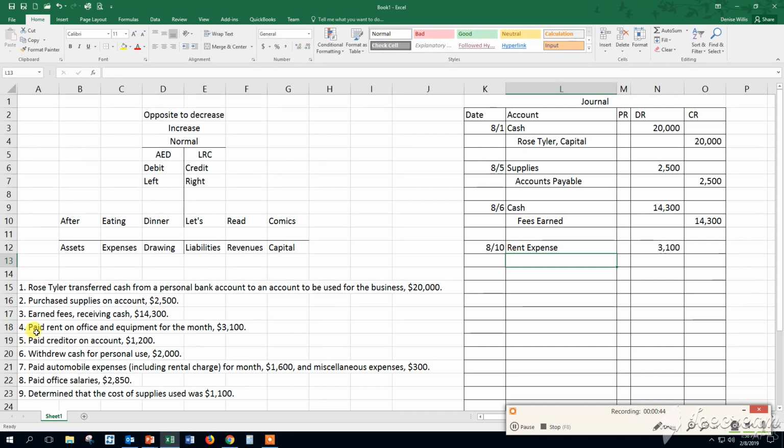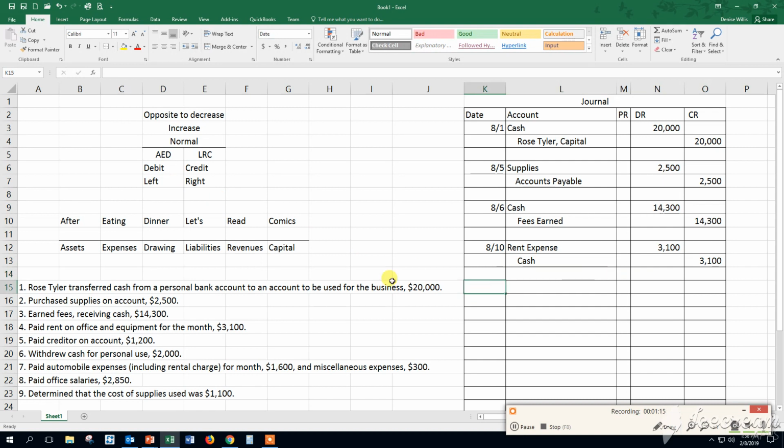Now, what did we use to pay for this? Well, obviously the word paid implies we have used up cash. Okay, so cash is decreasing now. So let's think about this. Cash is an asset, okay? It has a normal debit balance. If we're going to increase cash, we have to give it a debit. Therefore, if we're going to decrease cash, we have to give it a credit. So we are crediting cash in the same amount of $3,100.